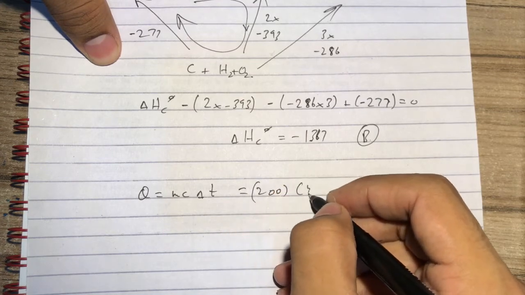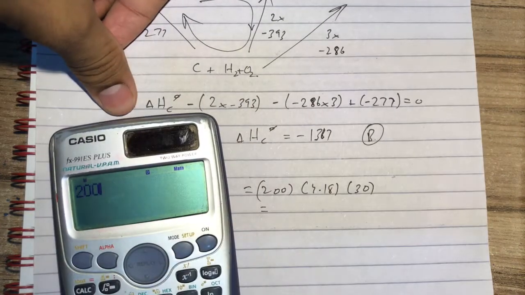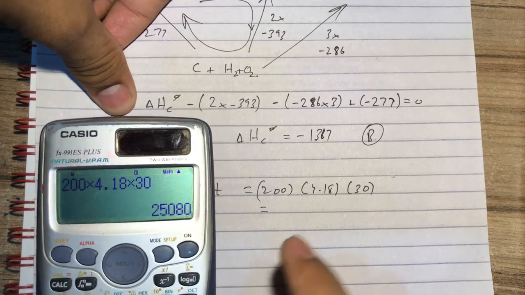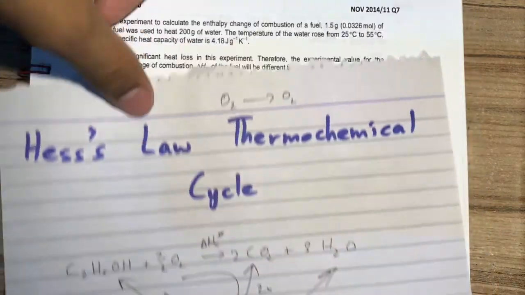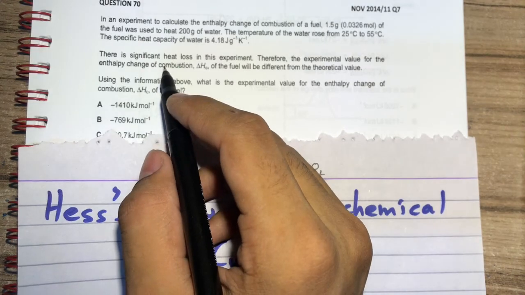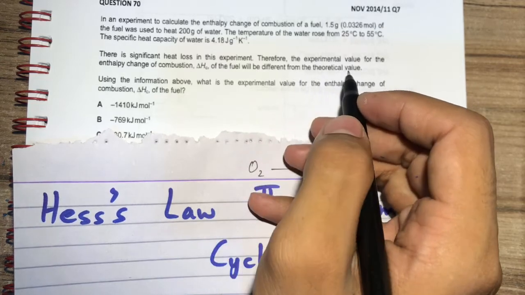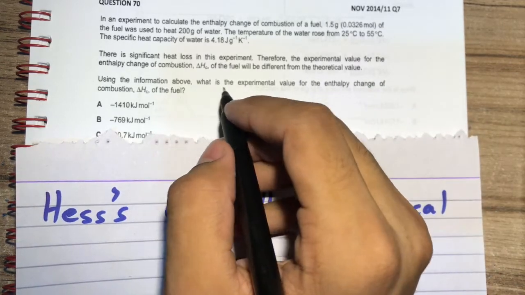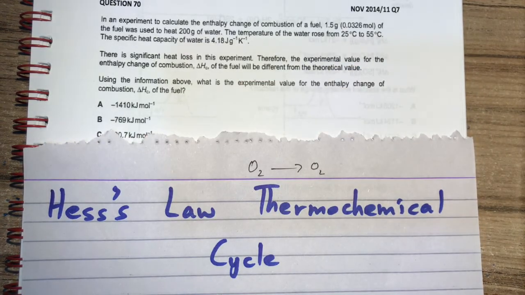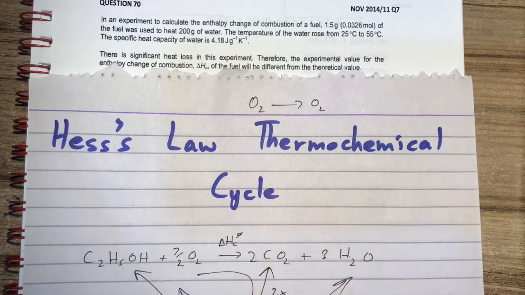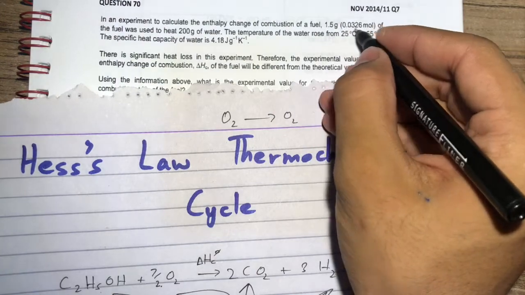200, 4.18, and 30. This gives 25080 joules. Now there is significant heat loss in this experiment, therefore the experimental value for the enthalpy change of combustion of the fuel will be different from the theoretical value. Using the information above, what is the experimental value for the enthalpy change of combustion delta HC of the fuel? Okay. So now the enthalpy change that we found, 25080, that is for 0.0326 moles.